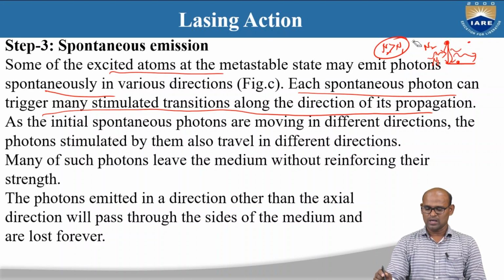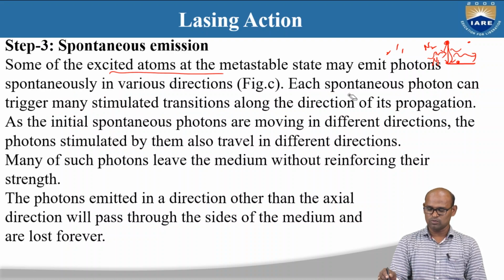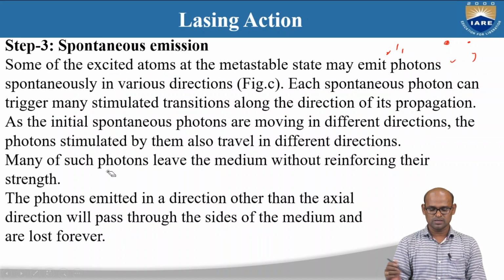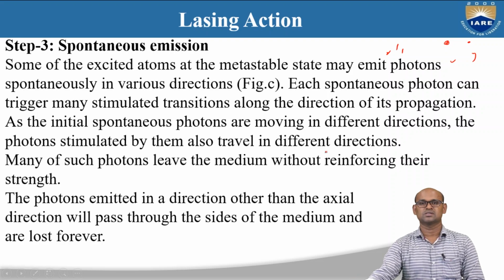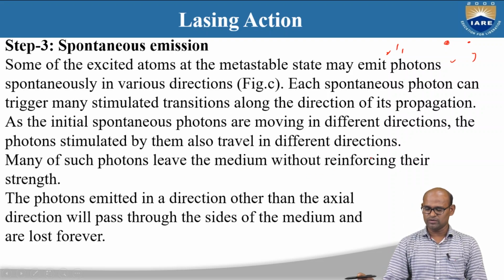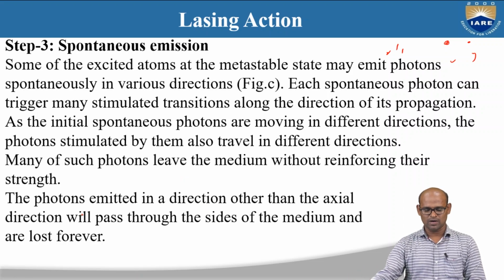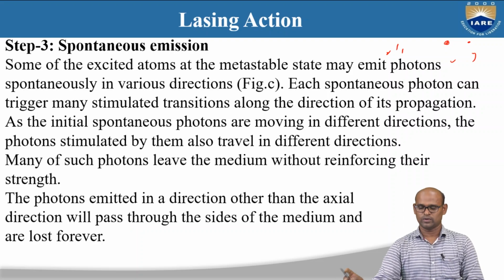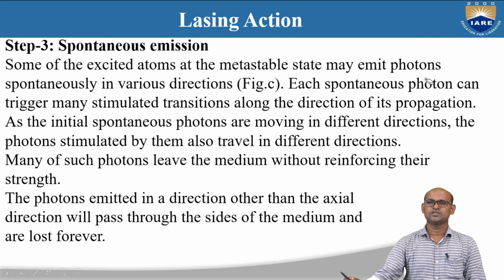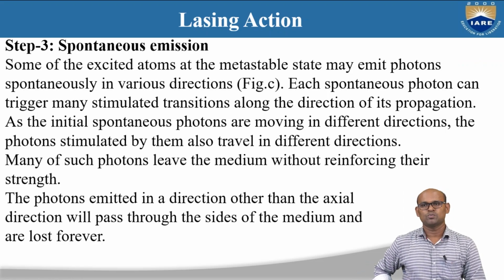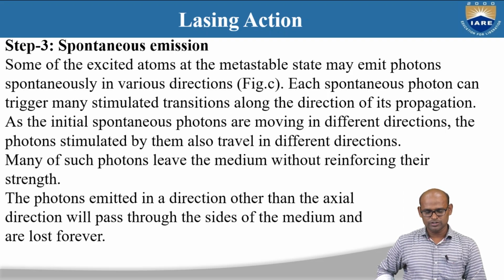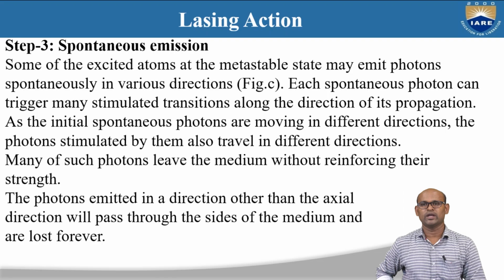As the initial spontaneous photons are moving in different directions, the photons stimulated by them also travel in different directions. Many of such photons leave the medium without reinforcing their strength. The photons that are emitted in a direction other than the axial direction will pass through the sides of the medium and are lost forever. So once we achieve population inversion, the atoms in the metastable state undergo spontaneous emission, and those spontaneous photons are used to trigger stimulated emission. And once we have stimulated emission, coherent photons are emitted.